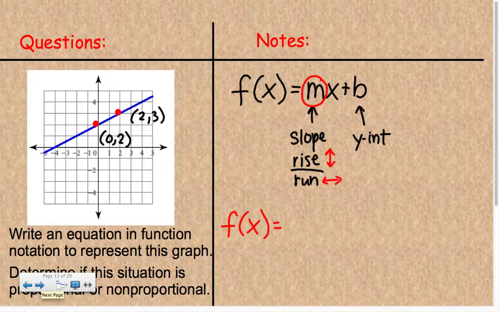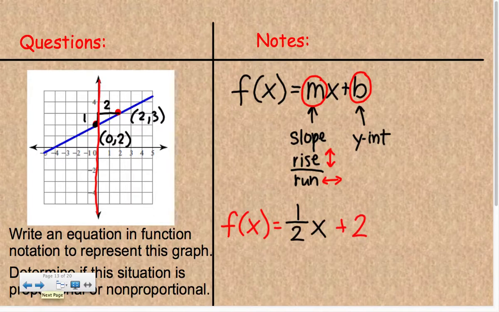So I'll pick this one to start. I'm going to go up 1, right 2. So that means my slope is 1/2. Then I put the x next to it. Then I need to fill in my b. So I have to figure out, where does my line cross the y-axis? The blue line crosses the y-axis at +2, so +2.